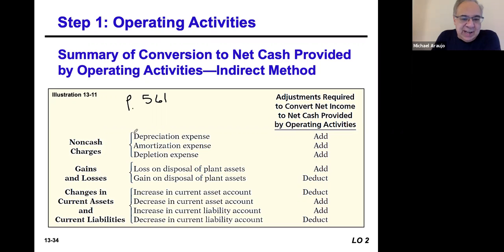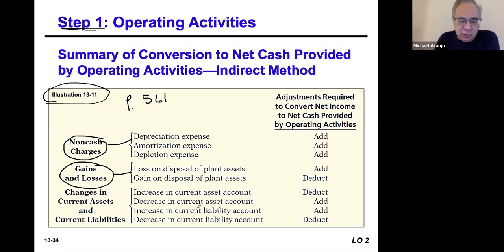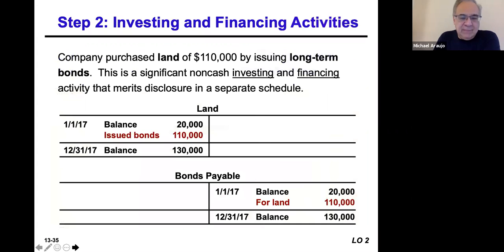So we're adding in our non-cash charges, which is depreciation expense, gains and losses. We do the opposite of what we did on the income statement, and any changes in current assets and current liabilities would be listed here as well. So use this chart, illustration 13-11, to finish your step one on these activities on the homework, and it'll work out fine. You'll get it. Thankfully, steps 2 and 3 are easier.